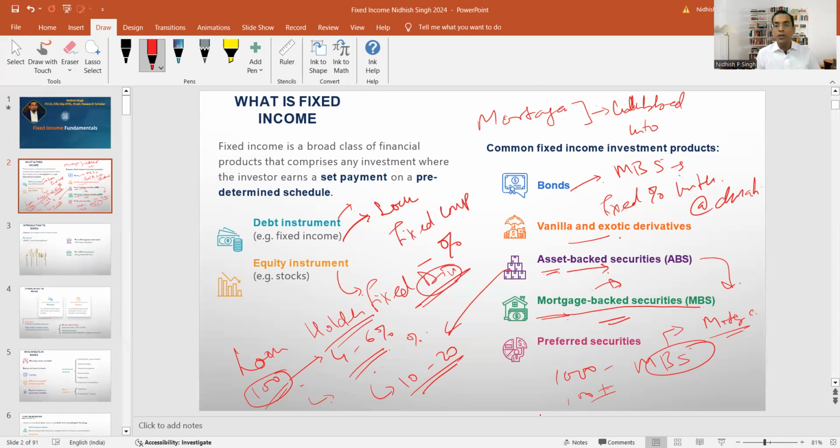And finally, preferred securities, like preference shares, where there is a fixed dividend or a cash return guaranteed, will be another type of fixed income product.